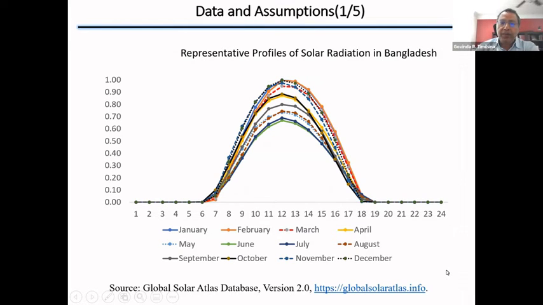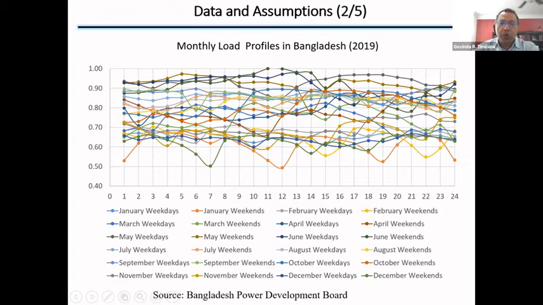Then we have electricity load. What we are trying to do is combine it and produce one graph. But in the calculation, we have used a huge amount of data because these graphs represent every month. And even within the month, the load profile changes whether it's the weekday or the weekend. So in this case, we have 24 load profiles.